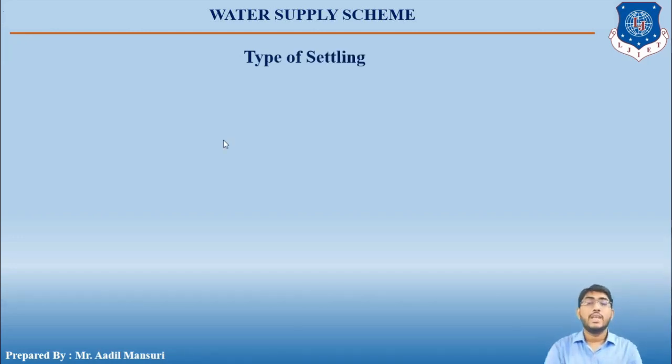Basically there are four types of settling: type 1 settling, type 2 settling, type 3 settling and type 4 settling. Type 1 and type 2 refer to water supply engineering, and type 3 and type 4 settling refer to wastewater engineering. Let us have a look at them one by one.